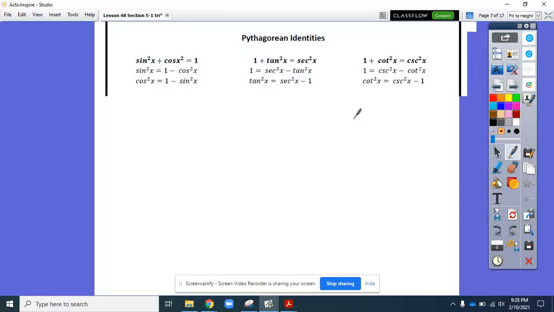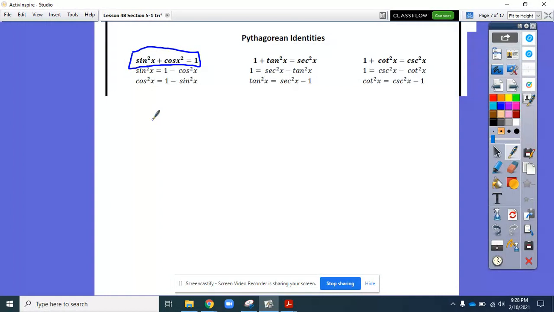Next up, we have our Pythagorean identities. So I think this looks overwhelming because right now I'm showing you a list of 9 different equations. What I want you to focus on is this top one. All right, we saw this equation already in action this year.